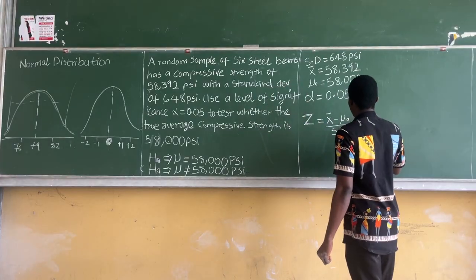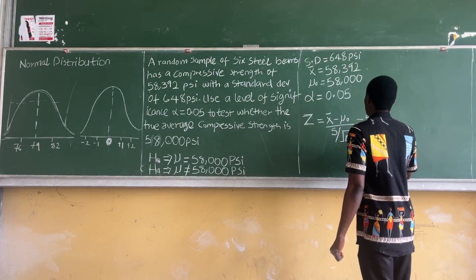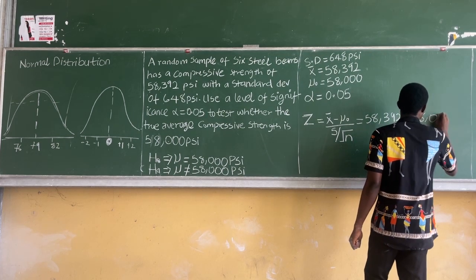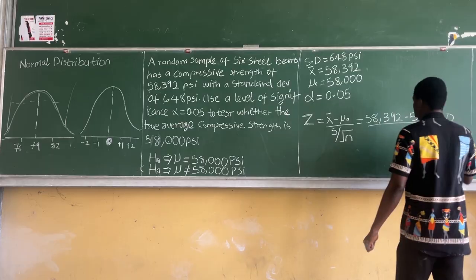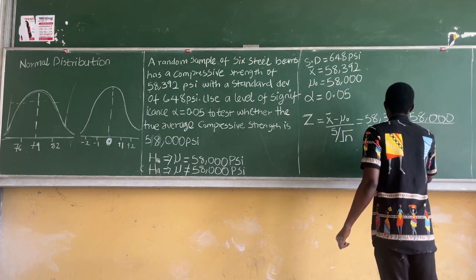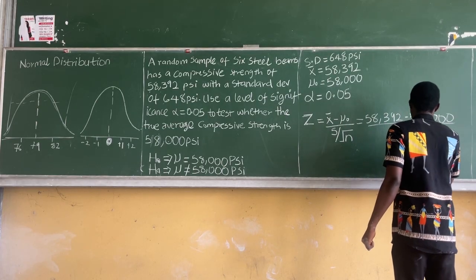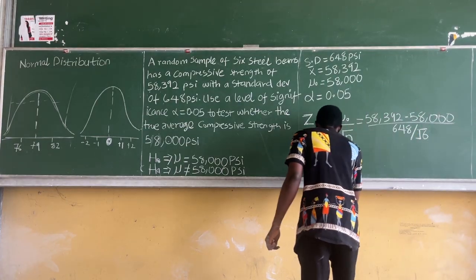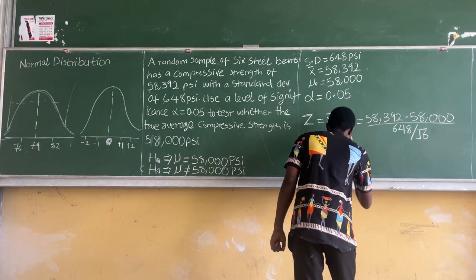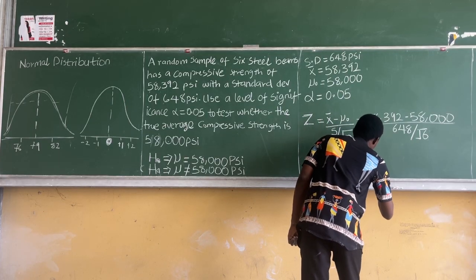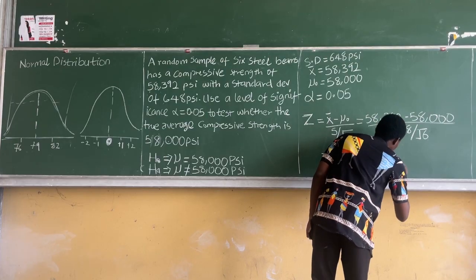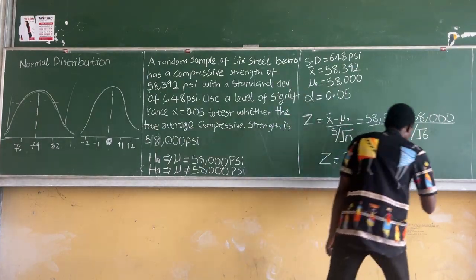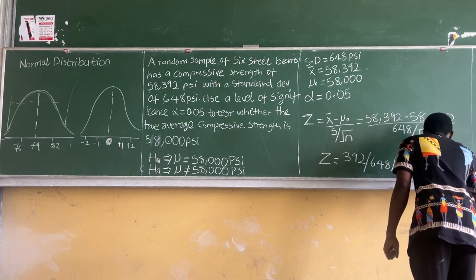So this is 58,392 minus 58,000, divided by s. Our s is standard deviation, all over square root of 6. So if you work out this, what will you get? This will be 392 divided by 648 divided by square root of 6. What do you get? Z is equal to 1.48.